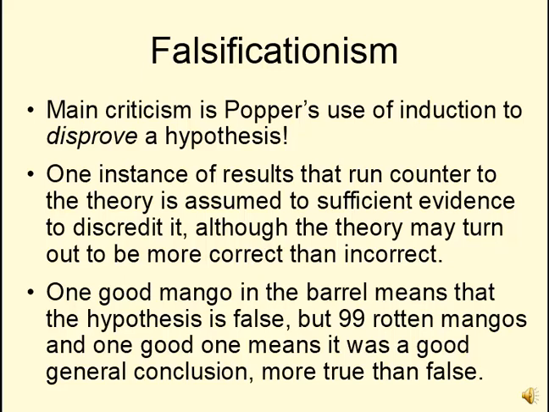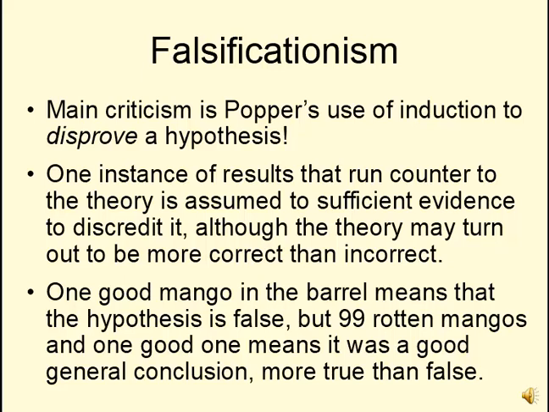Well, the main criticism is that what he's doing is using induction to disprove a hypothesis, right? What he's saying is we have one observation that is counter to all the other observations that we have. One instance of results that runs counter to the theory. For Popper, that one instance is assumed to be sufficient evidence to discredit it. But the theory may turn out to be more correct than incorrect.